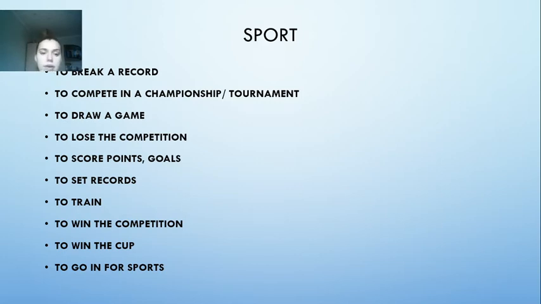To train, everything is clear. He trains a lot to win in the next competition. Він тренується багато, щоб перемогти в наступному змаганні. So, as we can see, the next idiom is to win the competition, and we have already used it for the previous sentences. So, next one is to win the cup.